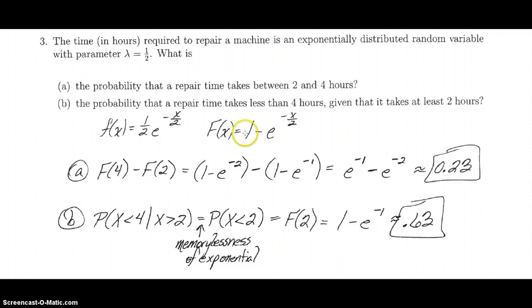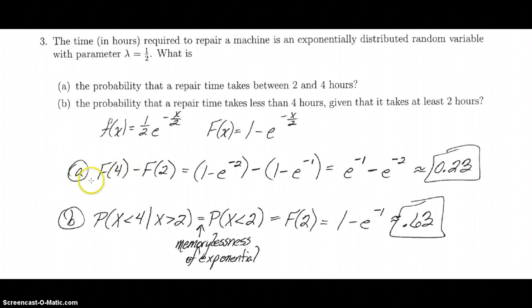Okay, we have an exponential distribution here. First one's pretty straightforward. Notice we have our PDF and our CDF here for this given one because we have lambda of 1/2. Between 2 and 4 hours is just going to be capital F of 4 minus capital F of 2.